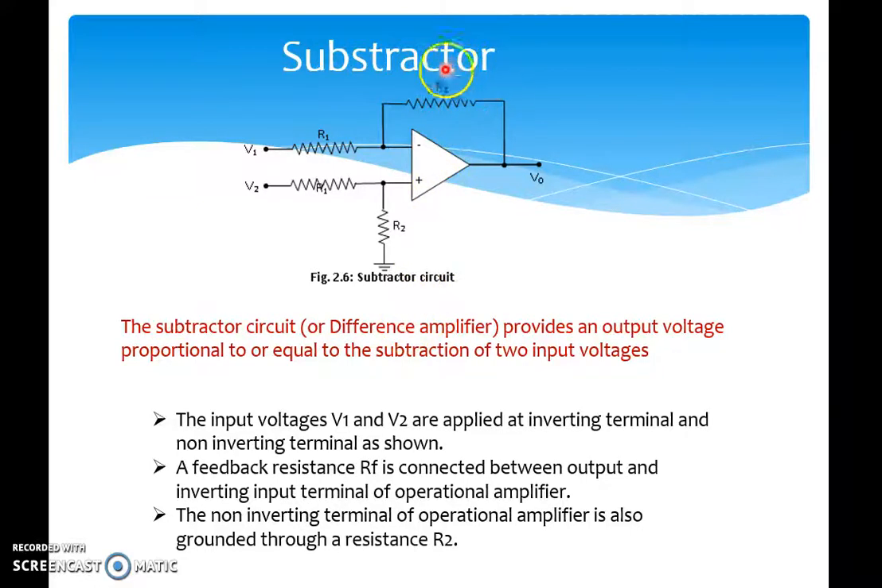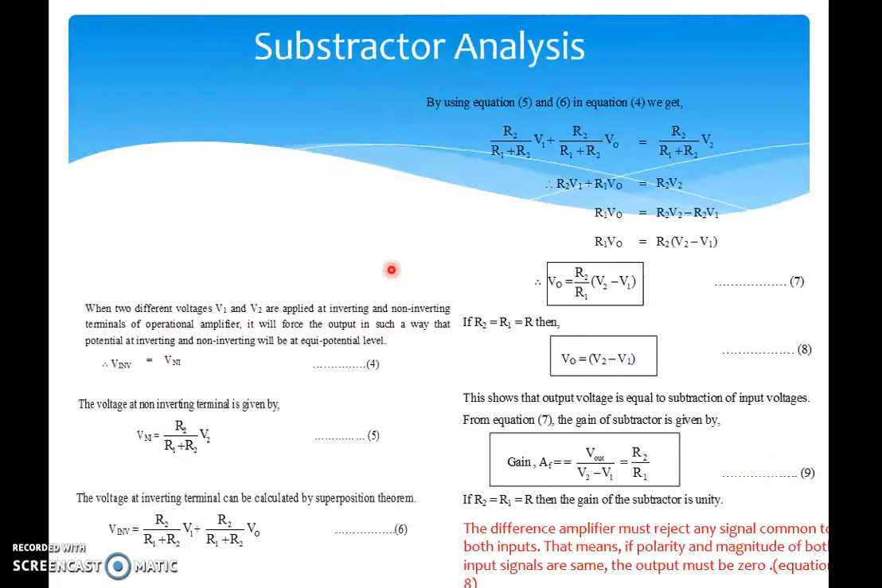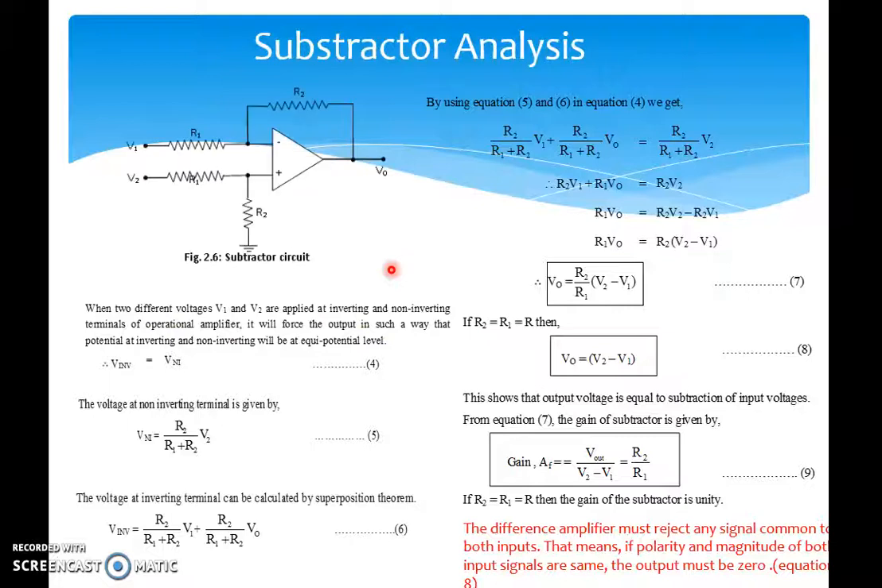And there is a feedback resistor, we call it R2 or RF, connected between the output and the inverting terminal. And the non-inverting terminal is grounded through the resistor R2. Now we can analyze this subtractor. This is the subtractor circuit, where we apply V1 and V2 as the inverting and non-inverting inputs.